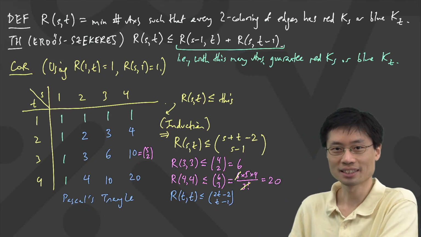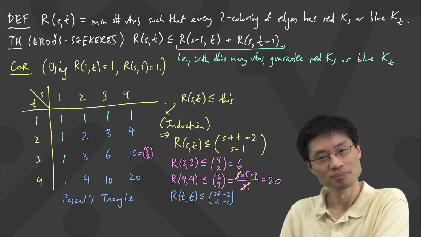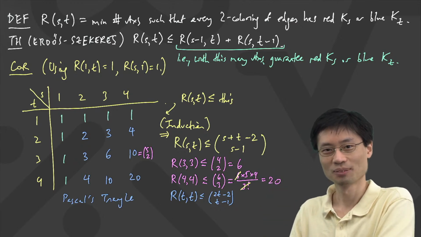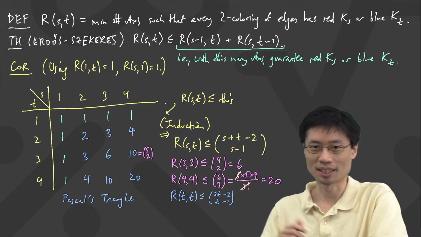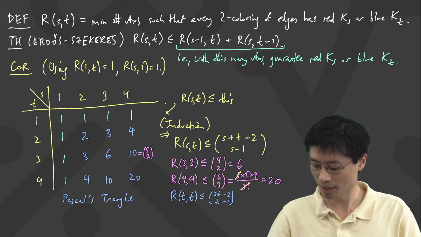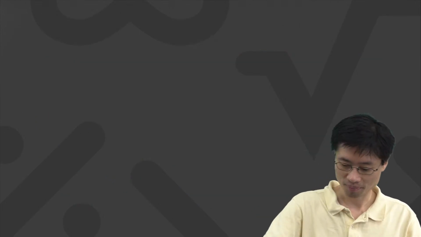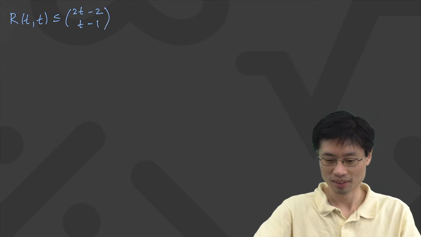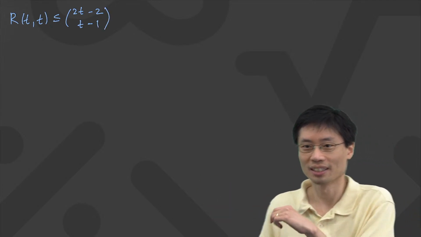What's that like as t gets bigger and bigger? Any idea of how big this is? What's the order of magnitude of something like this? I'm going to rewrite it on the next screen. So I'm going to write R(t,t) less than or equal to 2t minus 2 choose t minus 1. What's the rate of growth here?